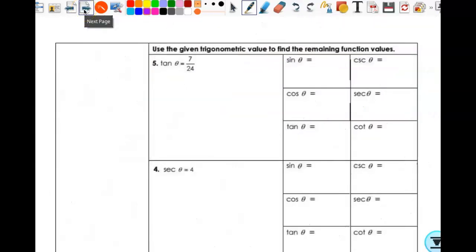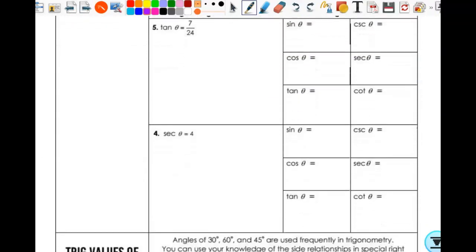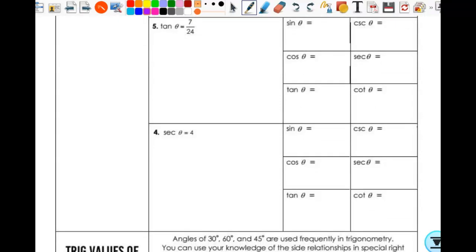All right, so now it says to use the given trigonometric value to find the remaining function values. So in order to do this, we need a triangle. So we're going to draw a triangle. It's a right triangle. Other than that, it doesn't matter. I wouldn't draw it too small because you want to be able to label it. Doesn't matter which way it's turned or anything. I'm very consistent with the way I draw mine. And then I pick an angle. I'm going to pick this one.